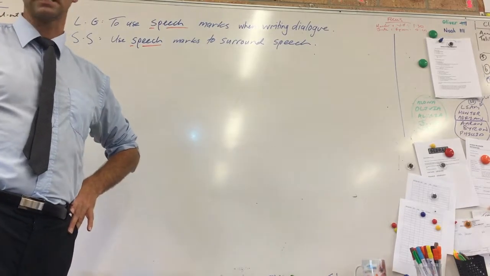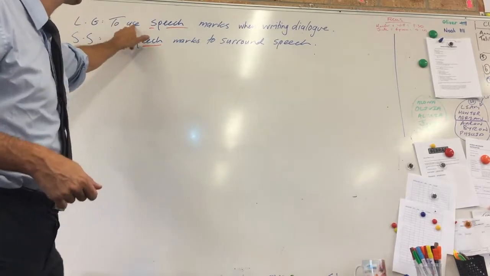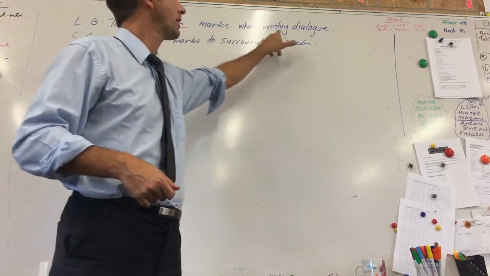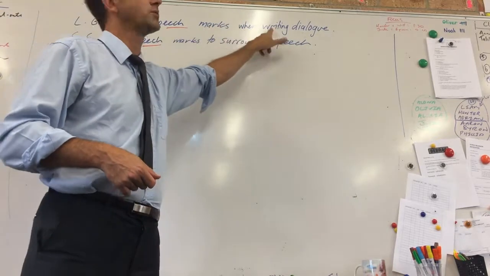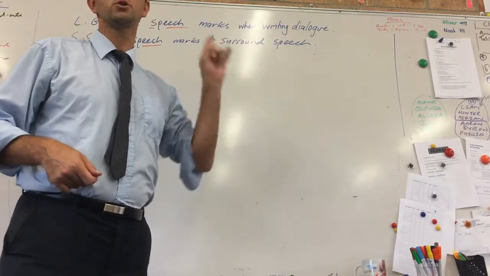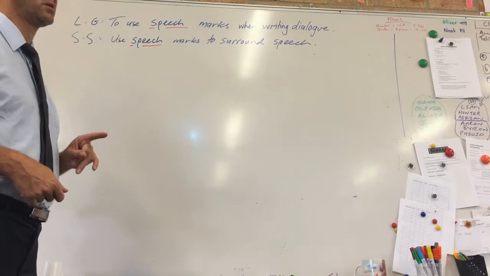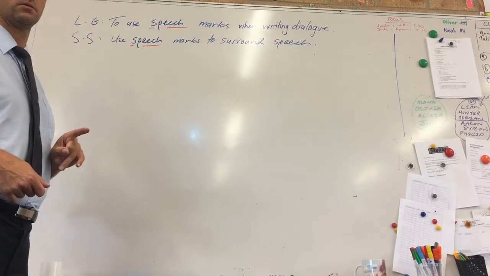Our learning goal for this lesson, Year 5. Our learning goal is this. Learning goal, to use speech marks when writing dialogue. Learning goal, to use speech marks when writing dialogue. One, two, three, go. Learning goal, to use speech marks when writing dialogue.